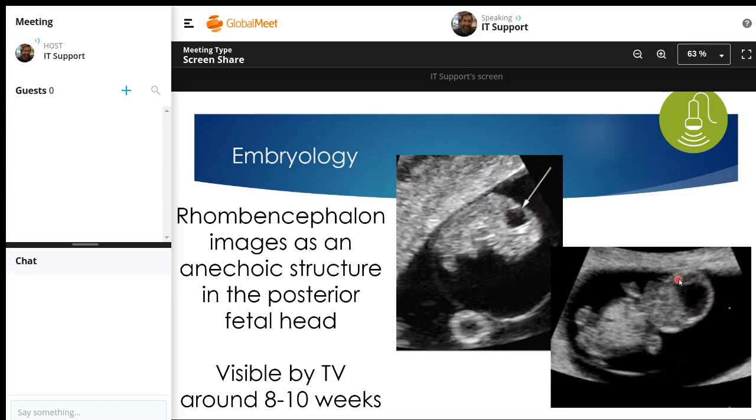So it almost looks like baby is missing part of the brain in this image. It's just the way we're catching it. And here too, it just looks like there's something missing. But it's not. It's a normal structure. So 8 to 10 weeks, we should see this on the fetus.